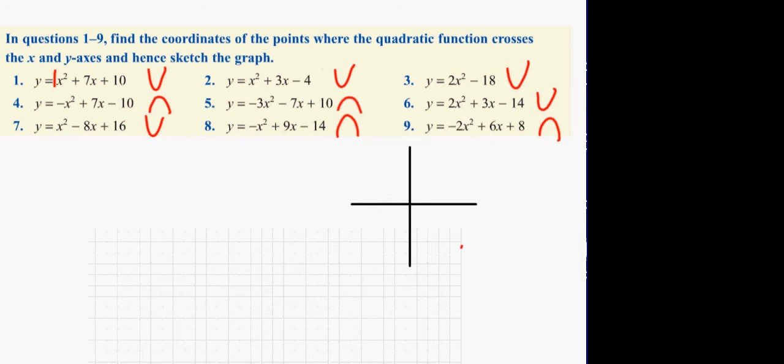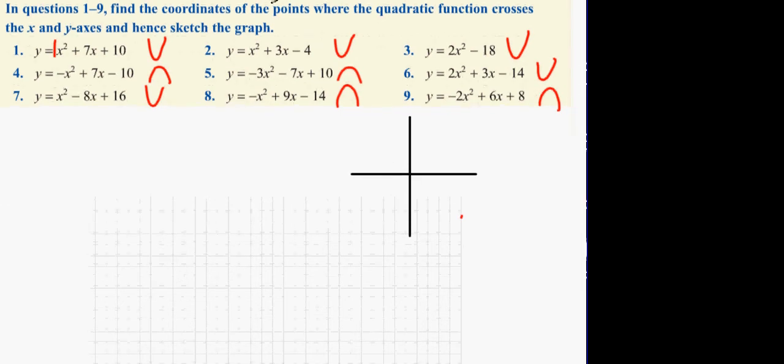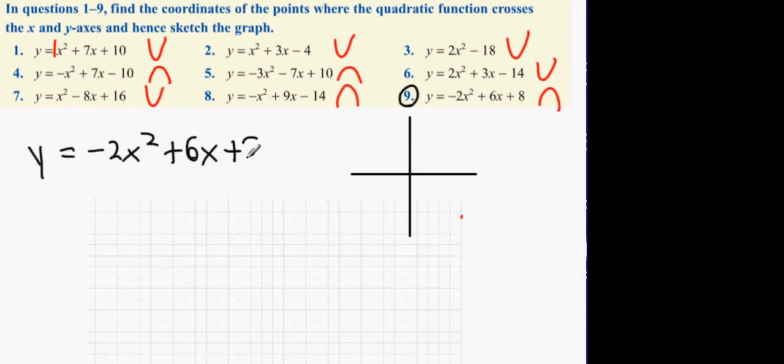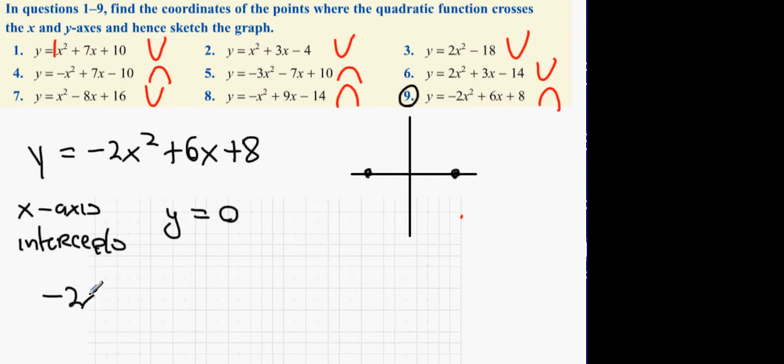Now, let's do what we did before, using the calculator this time. So let's see what we can do for number 9. Number 9 says y equals minus 2x squared plus 6x plus 8. My first job is I want to find out where it hits the x-axis. For the x-axis intercepts, the rule is y equals 0. Therefore, minus 2x squared plus 6x plus 8 must be equal to 0.